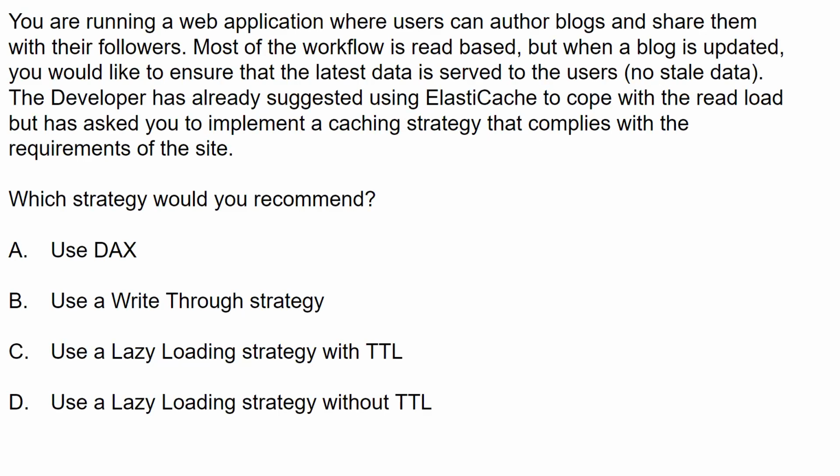You are running a web application where users can author blogs and share them with their followers. Most of the workflow is read-based, but when a blog is updated, you would like to ensure that the latest data is served to the users, no stale data. The developer has already suggested using Elastic Cache to cope with the read load but has asked you to implement a caching strategy that complies with the requirements of the site. Which strategy would you use?